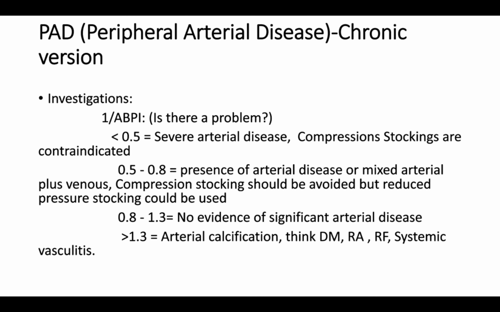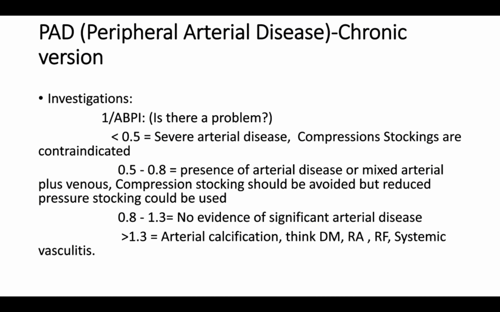If it's less than 0.5, that's severe arterial disease. Compression stockings are contraindicated. You use compression stockings to avoid DVT, but you don't use them for patients with ABPI less than 0.5. If it's 0.5 to 0.8, that means presence of arterial disease or mixed arterial plus venous. Compression stockings should be avoided generally, but reduced pressure stockings could be used if indicated.